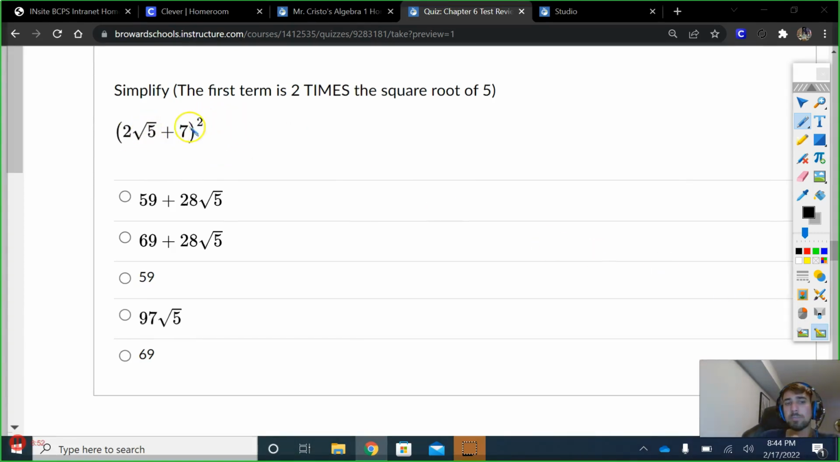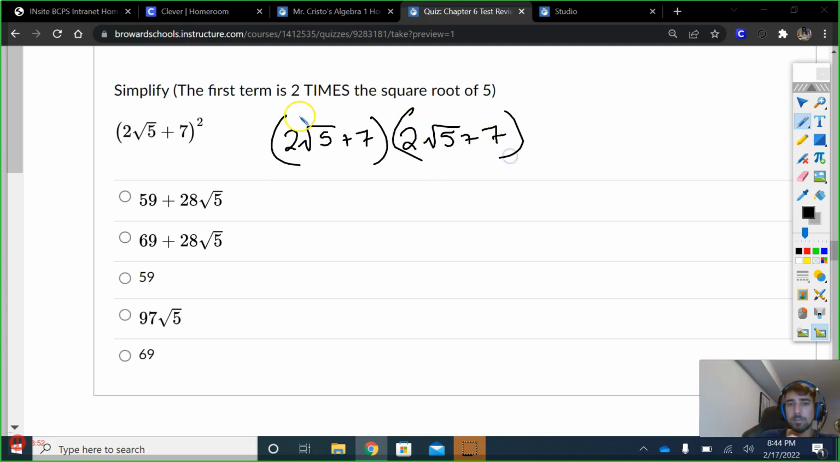2 radical 5 plus 7 to the second power would be 2 radical 5 plus 7 times 2 radical 5 plus 7. I gotta foil this now. 2 radical 5 times 2 radical 5. If you just do 2 times 2, that's going to give you 4. If you do radical 5 times radical 5, you're going to get radical 25. That's how you did the first two right there.